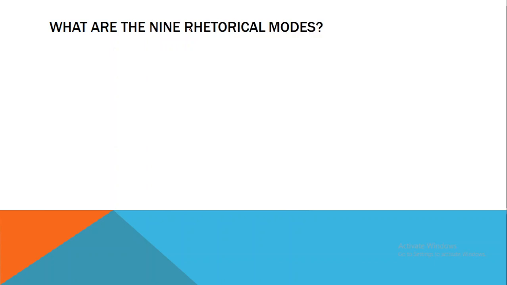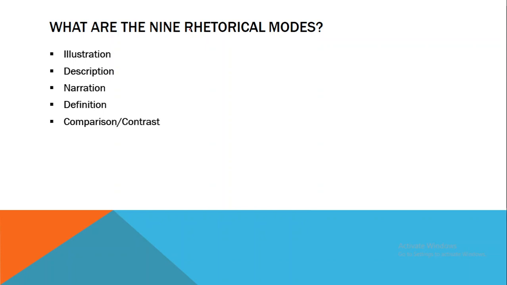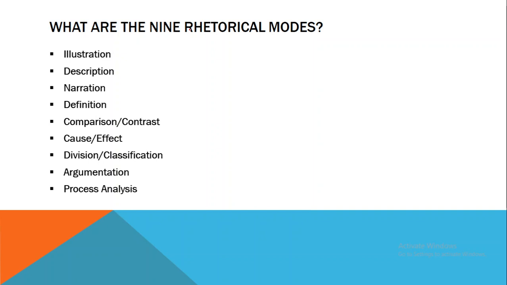Now what are the rhetorical modes? There are basically 9 rhetorical modes. The first one is illustration, the second one is description, the third one is narration, and the next is definition, and after definition, comparison and contrast, cause and effect, division or the classification, argumentation, and process analysis. And we are going to talk about all of these 9 rhetorical modes one by one.